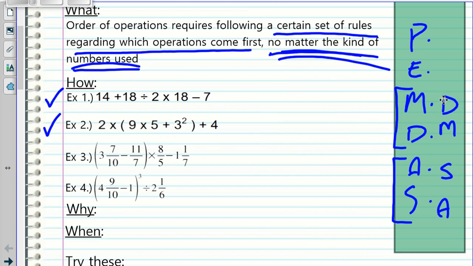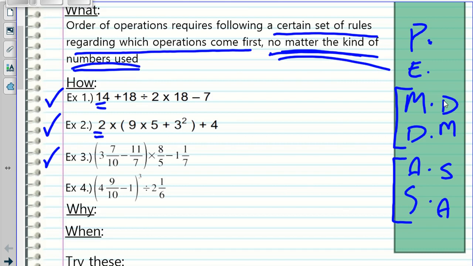Let's try the next one. Now it gets really interesting because instead of having regular numbers like these, you got fractions. So it's gonna take you a little bit of time, but that's okay, all right? We got time. So, again, don't get intimidated. What's the order of operations? Parentheses.